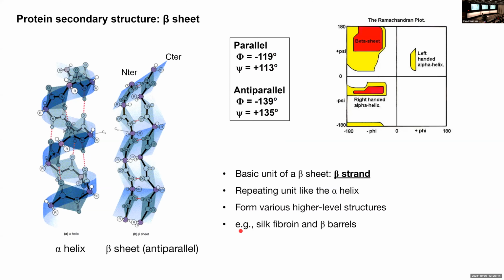All right. And we talked about the secondary structures like alpha helix, beta sheets, and where they are sitting on the Ramachandran plots and their properties.